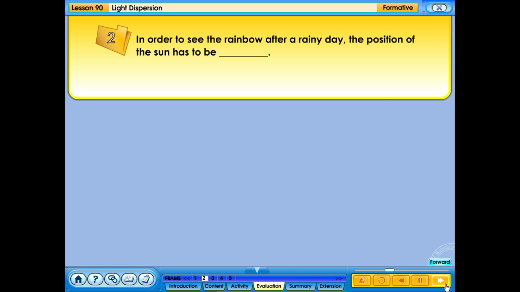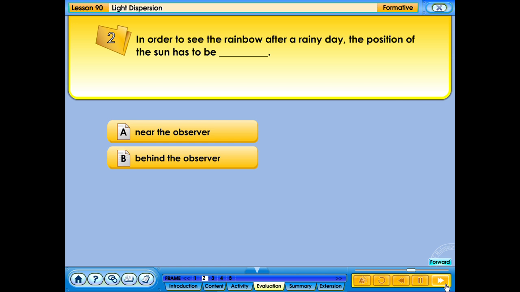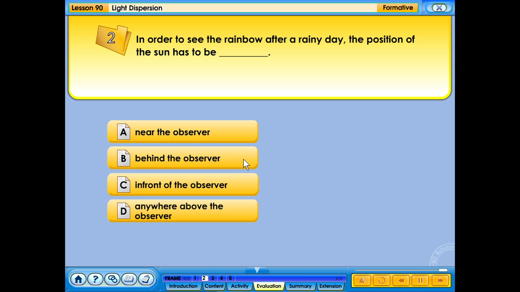to be A. Near the observer, B. Behind the observer, C. In front of the observer, D. Anywhere above the observer. Your answer is correct.